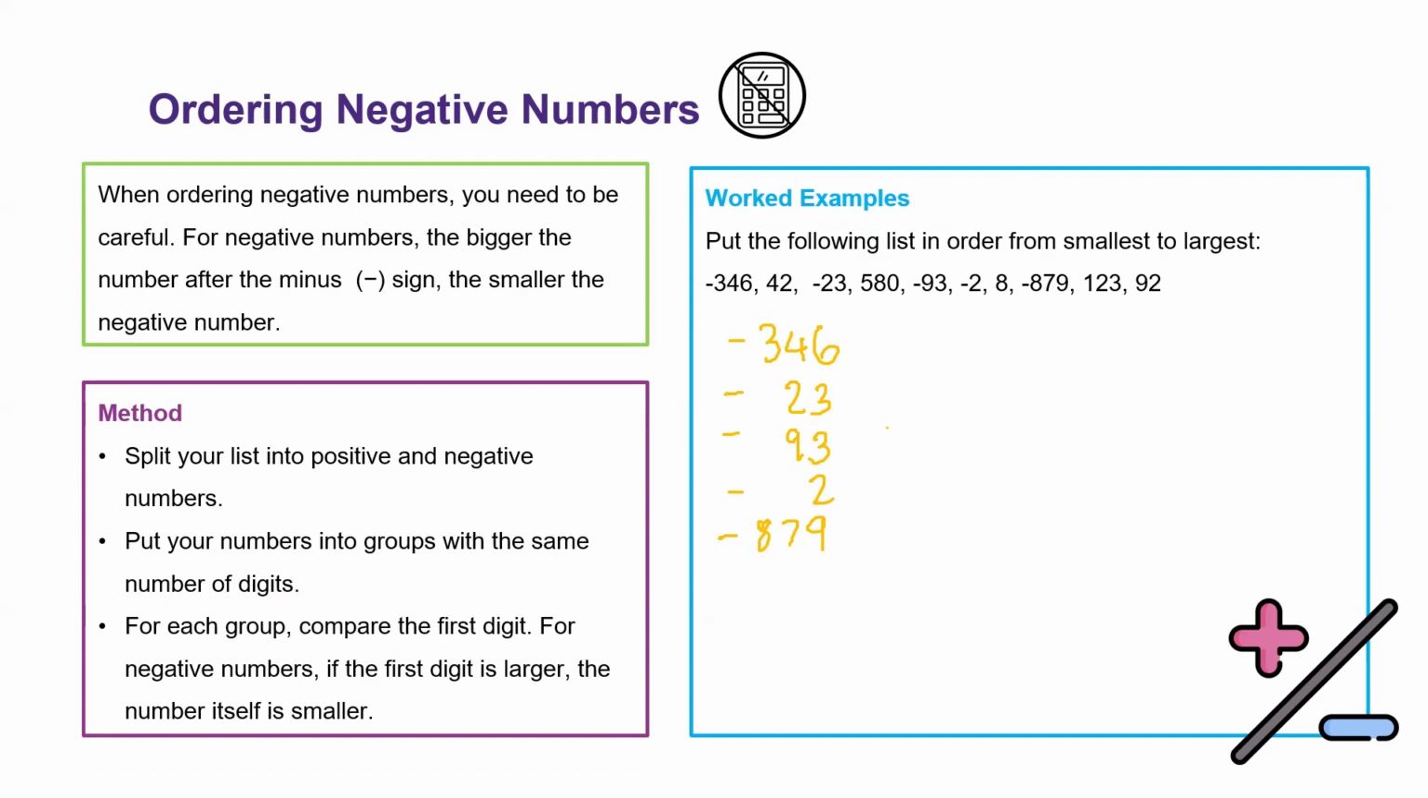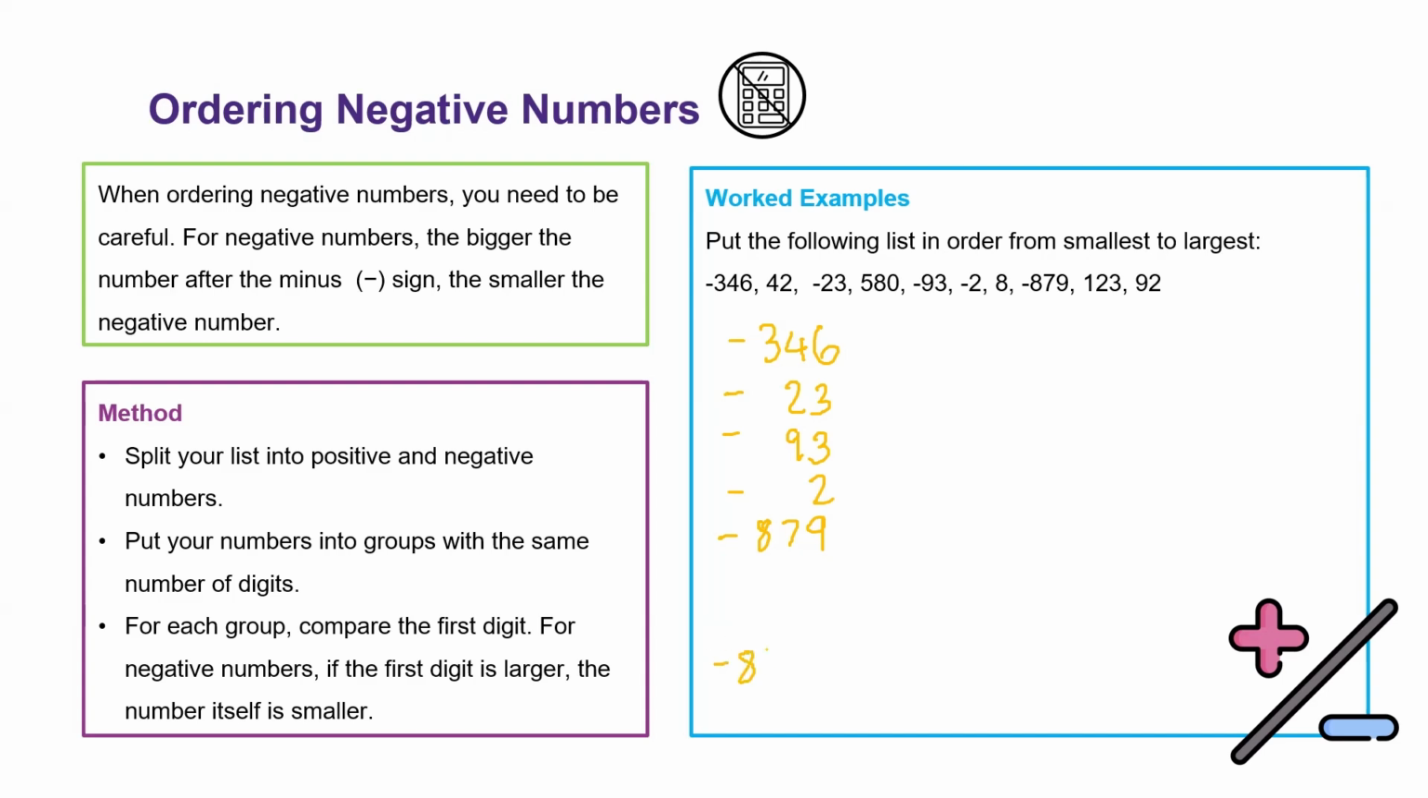Or you can think about it in terms of temperature. Which of these temperatures sounds the coldest? I wouldn't want to be in -879 degrees. Or another way of thinking about it, which one of these numbers would you least want your bank account to look like? I would not want to be in -879 pounds in my account. So that's the smallest number there.